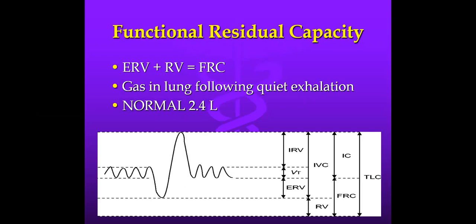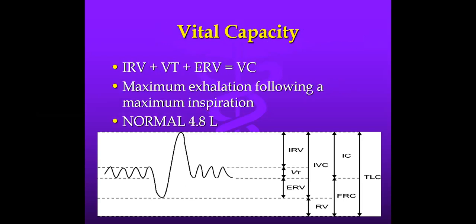All right. FRC, or functional residual capacity. Sometimes you may see functional reserve capacity. Same thing. ERV plus the RV, that is the gas in the lung following a quiet exhalation, which when you add ERV 1.2 plus RV 1.2, you get an FRC of 2.4.